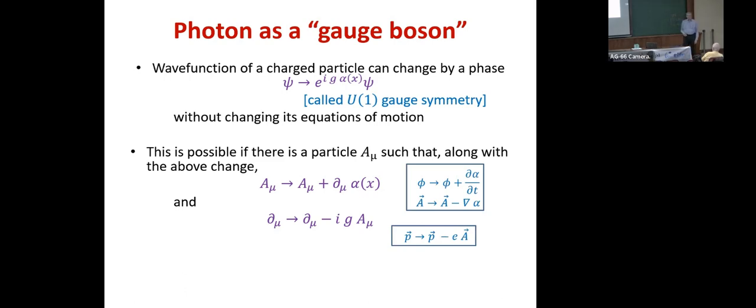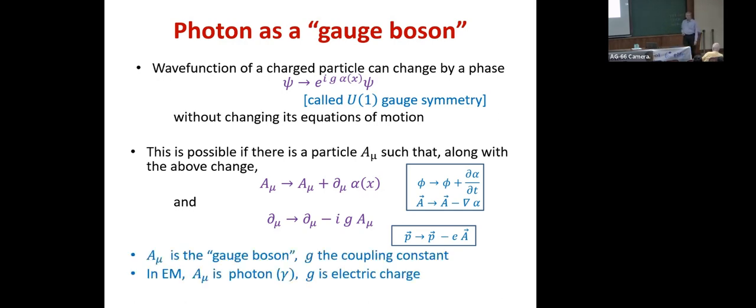We are familiar with electrodynamics and we have gauge theory. We remember that the scalar potential changes by del A by del t, the vector potential changes by some grad of alpha, the momentum P goes to P minus e times A, and we do all our electromagnetism in our standard classical courses also. So it's exactly the analog of this.